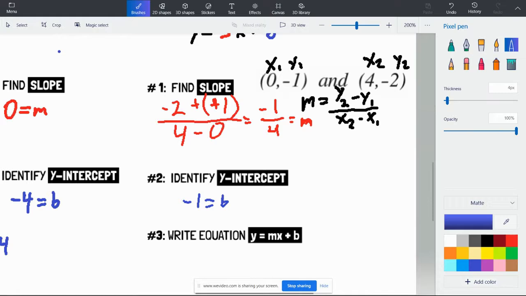Last thing you're going to do is write your equation. y equals mx plus b. So keep our y and x the same. y equals -1/4 times x plus -1. Since we're adding a negative, I'm just going to put -1. We're subtracting 1.